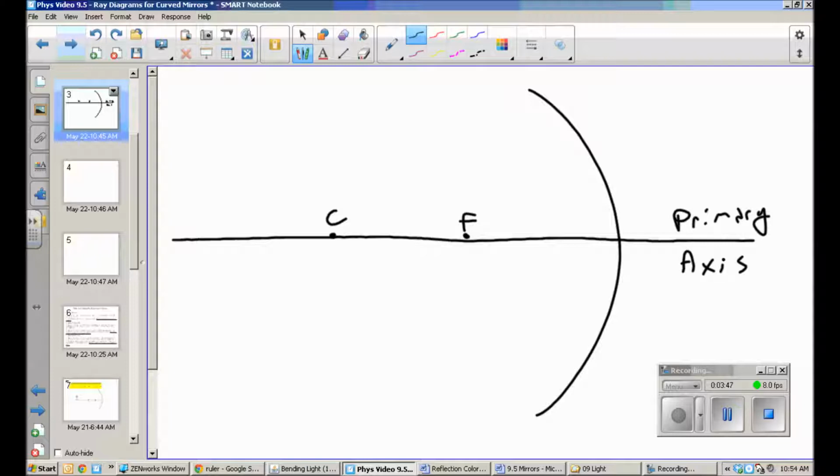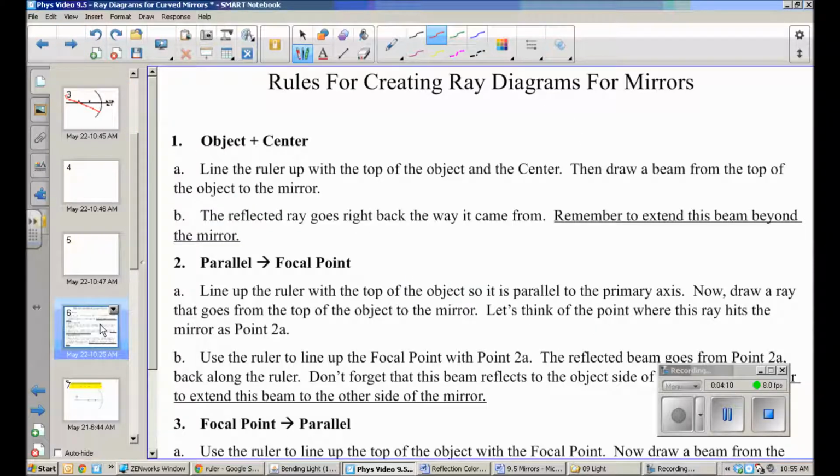All right. Now, it turns out that because of some simple geometry, any beam of light that passes through the center and then hits the mirror will bounce right back the way it came from. So if you have a beam of light that goes through the center and hits the mirror, that beam of light is going to reflect right back the way that it came from. All right. That's going to be rule number 1 that we're going to use for our ray diagrams. If you've got that sheet out in front of you, this sheet that I passed out in class, that is what rule number 1 is.